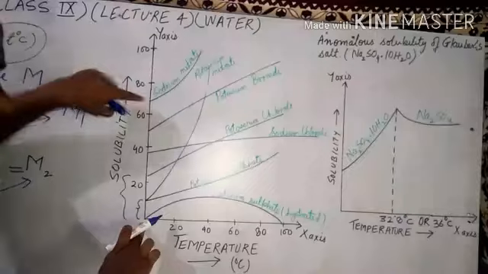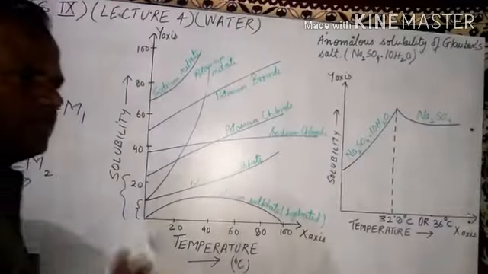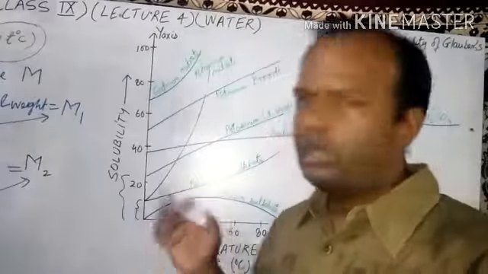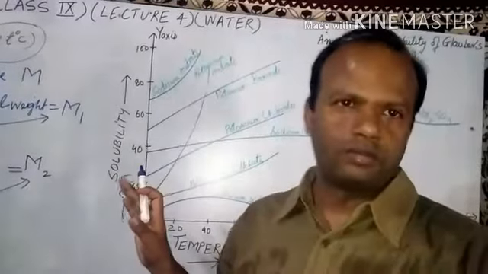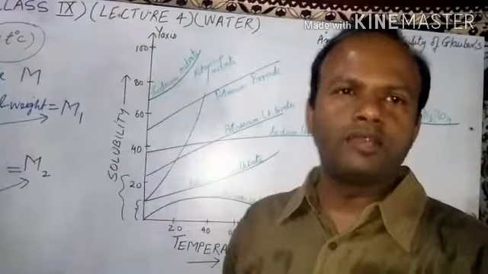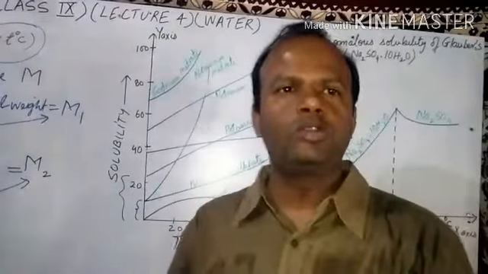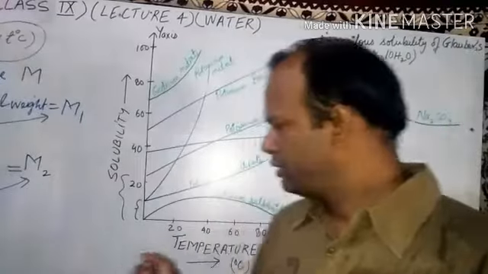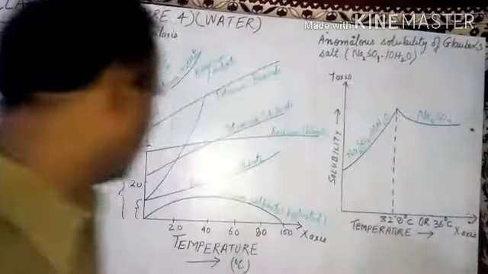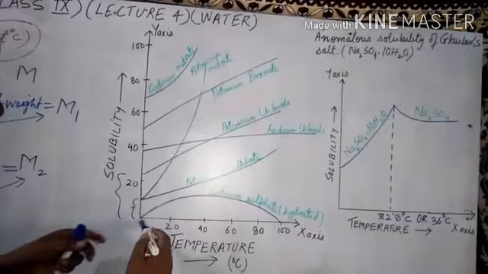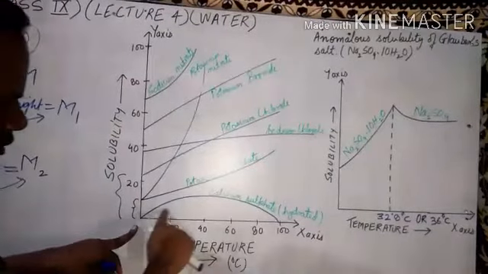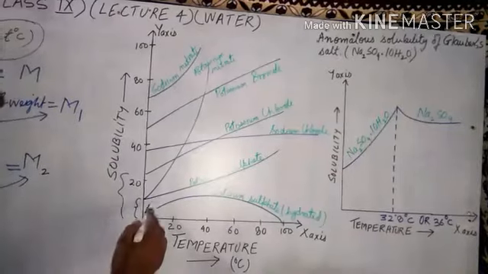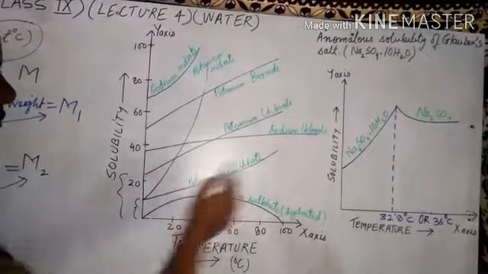So at 0 degree Celsius temperature, it also dissolves. It means the solute has the property to dissolve in cold water also, or you can say at 0 degree Celsius. And when you increase the temperature, this increases and then decreases because it is a hydrated salt. Potassium sulfate, slight increase.